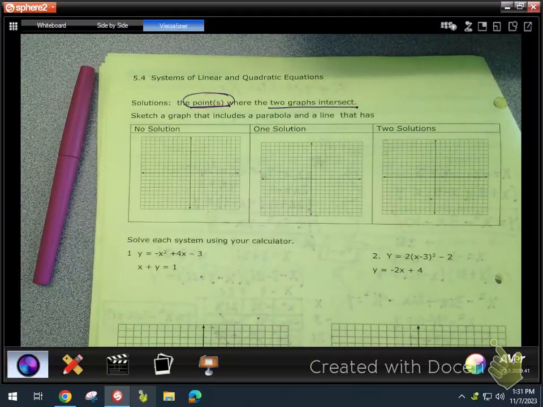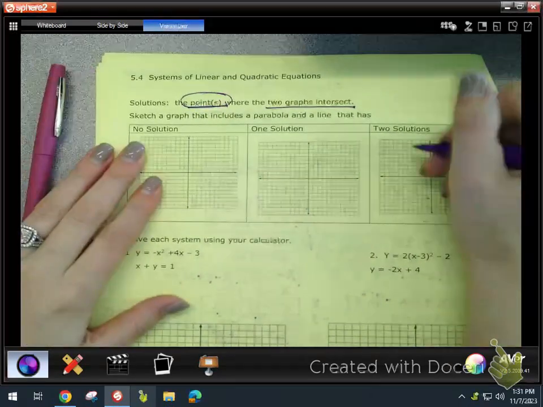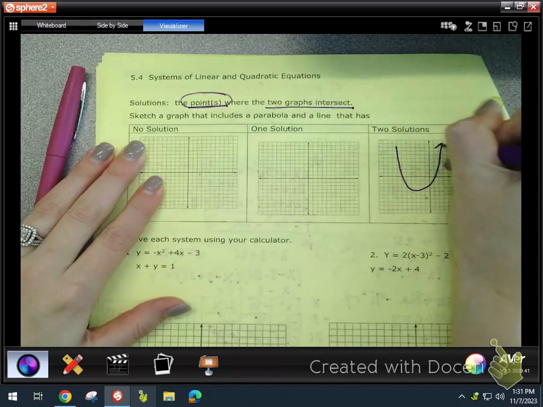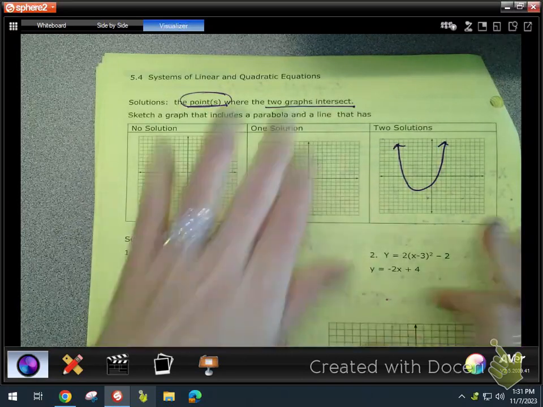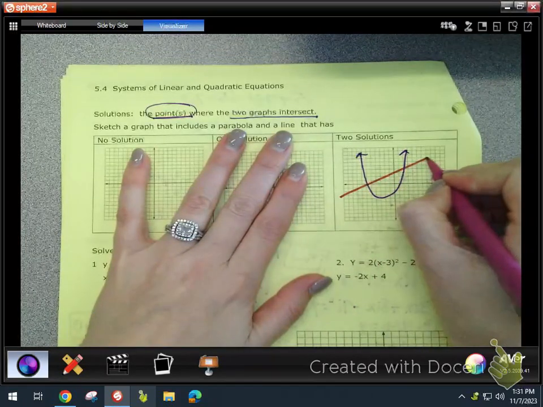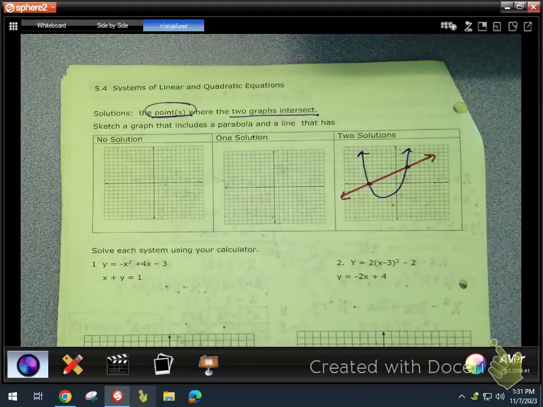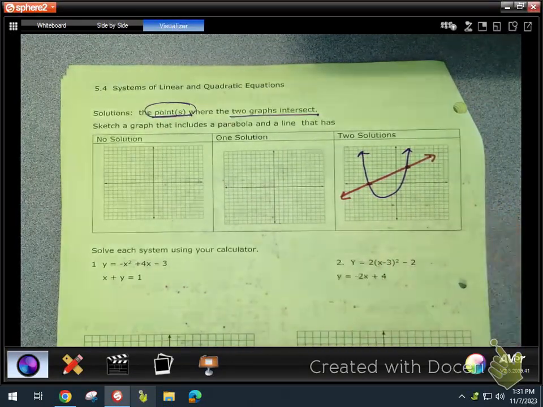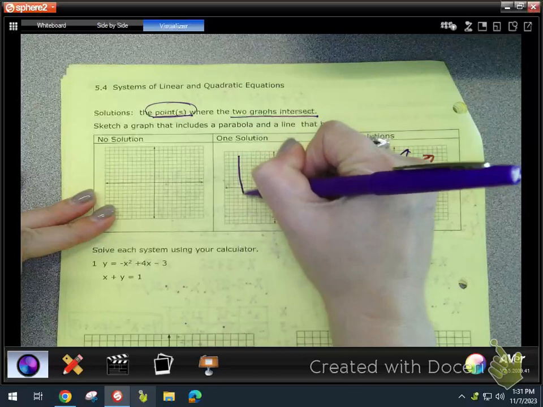So there are 3 different cases. The first case would be that your parabola and your line intersect at 2 places. I'm going to do this one first, 2 solutions, because I feel like this is the most common one. So you have a quadratic graph, which we know is called a parabola. Looks something like that. Just sketch that in. And then your linear function could intersect that quadratic graph at 2 places. So you would have 2 solutions there. And again, these would be ordered pairs, x and y. You'd have 2 ordered pairs. That's an example of 2 solutions. This is your most common one. You also can have a quadratic graph and a line that intersect at just 1 place.